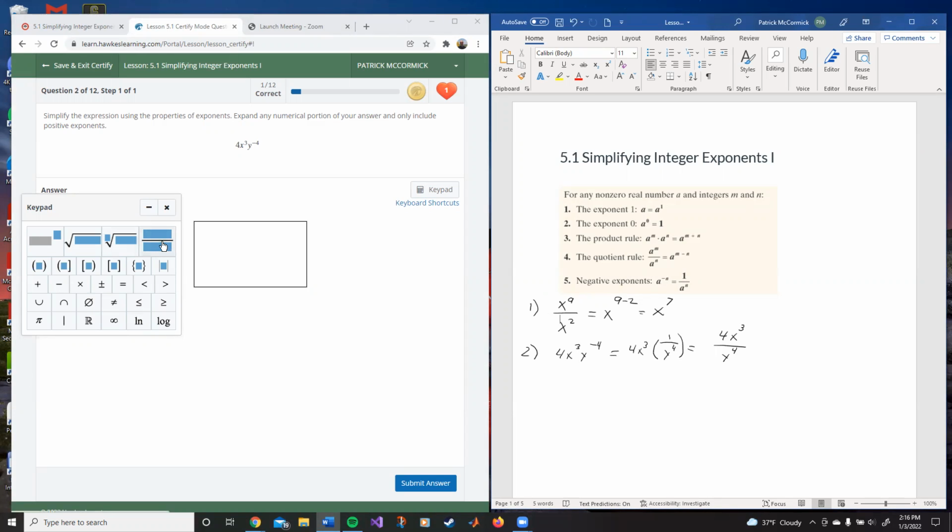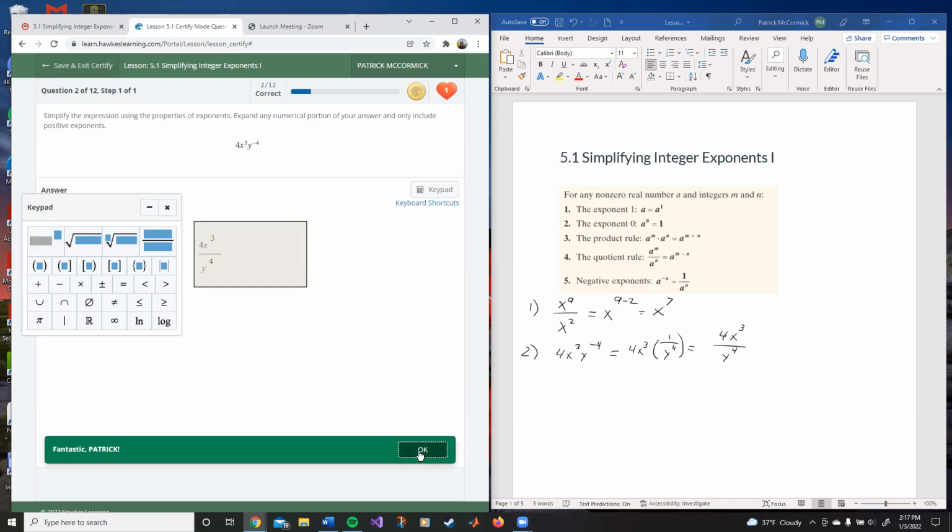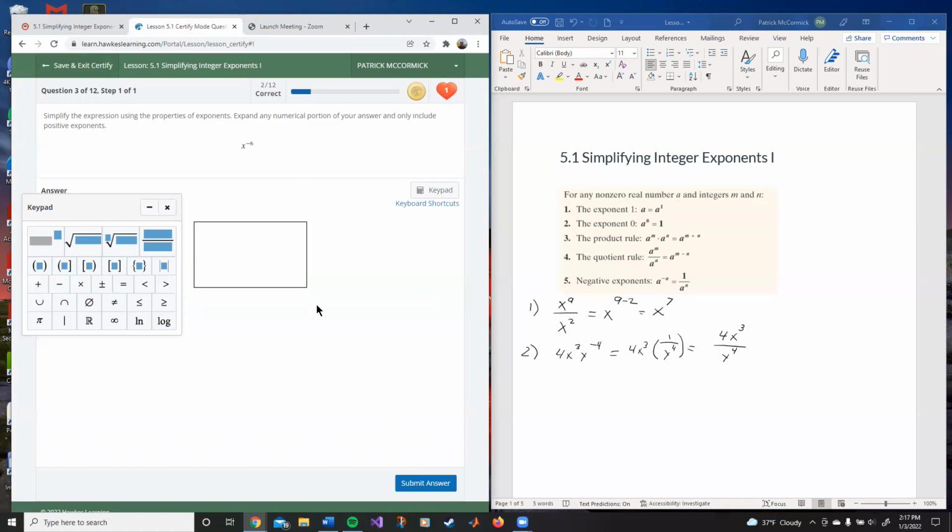So we got a little work to do here. So I'm going to use my fraction button. So 4x, then the exponent key, cubed, over top of y, exponent button, to the 4th. And there we go. So it's a little tedious. Got to be careful. It's looking for a very specific answer. Remember, this is a computer. So, all right, next problem.